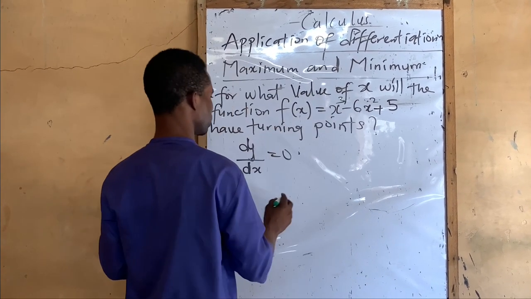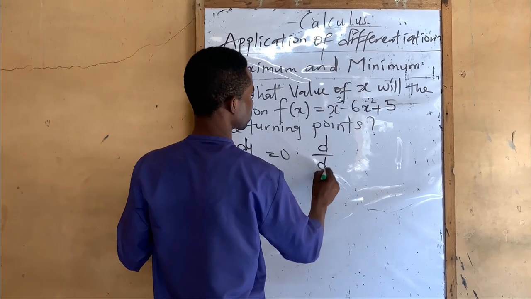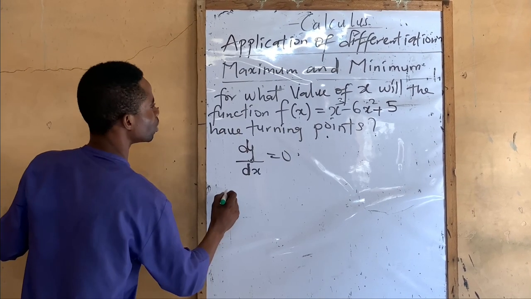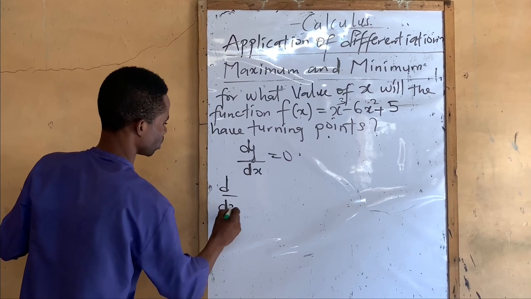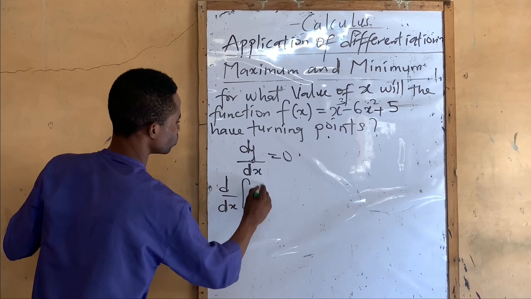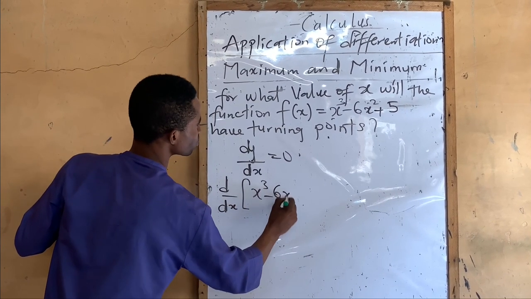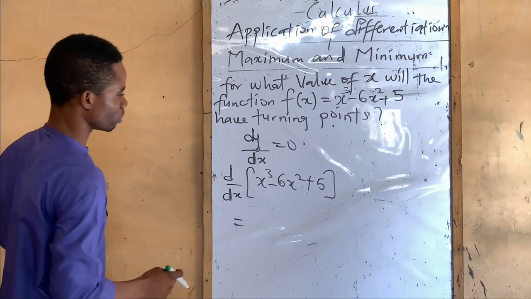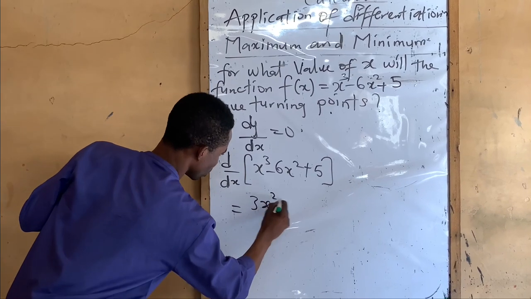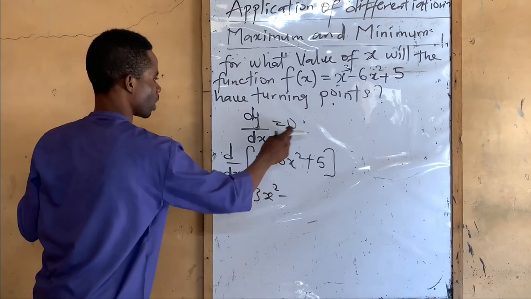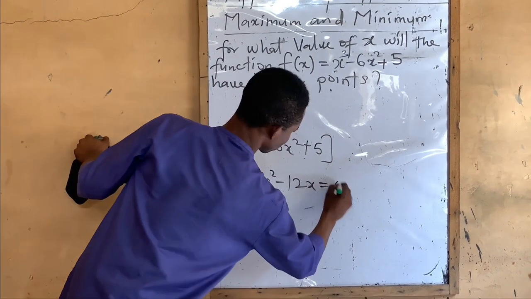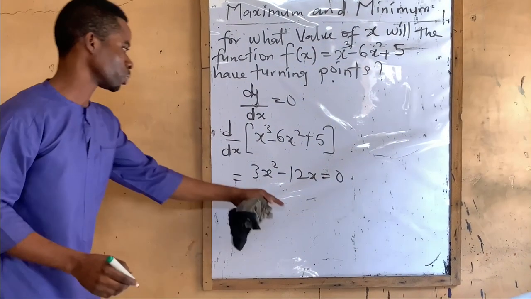Now let's differentiate this. Let me write it here: dy/dx of x cubed minus 6x squared plus 5. If I differentiate this, the differentiation of x cubed is 3x squared, minus the differentiation of 6x squared, that is 12x. This one is 0. That is equals to 0.